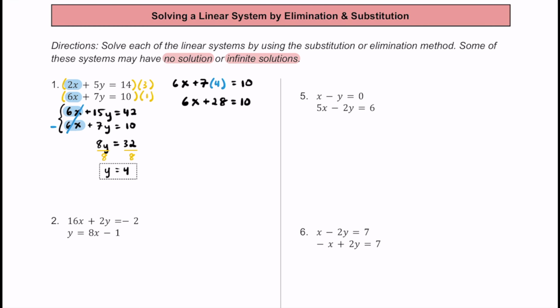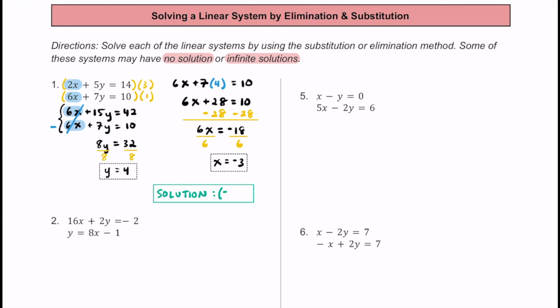Then we have this two-step equation. Let's subtract 28 from both sides. Subtracting 28 from both sides, we're left with a one-step equation. We can write 6x is equal to negative 18. And then finally, dividing both sides by 6 here, we're going to find out that x is going to equal negative 3. Now that we found x and y, let's write our solution of negative 3 comma 4. So these two linear equations would intersect over in quadrant 2.